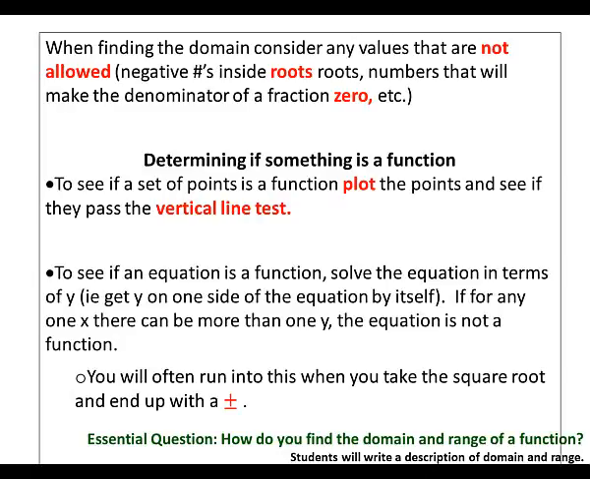Determining if something is a function. So one way we can determine if something's a function is to see if a set of points is a function, plot the points, and see if they pass the vertical line test. So this quick and easy vertical line test, okay? I'm sure we're going to run across one here in a few minutes, but vertical line test is basically if I have a function on a graph, I can take a vertical line and draw it through the function, and it doesn't hit more than one point.